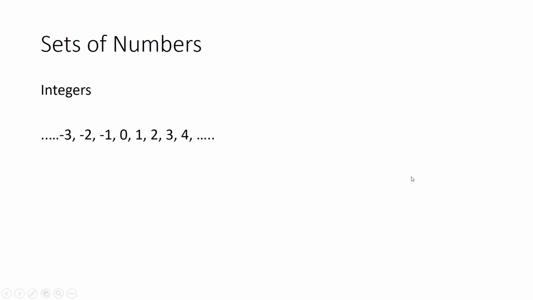You've also learned about integers. These look like whole numbers, but they can be positive or negative. 0, 1, 2, 3, 4, negative 1, negative 2, negative 3, etc. Today we're going to talk about rational numbers.